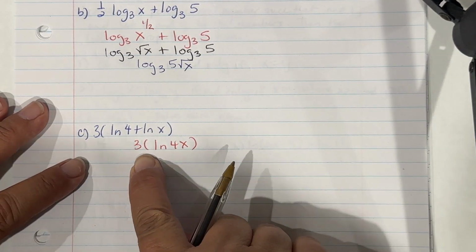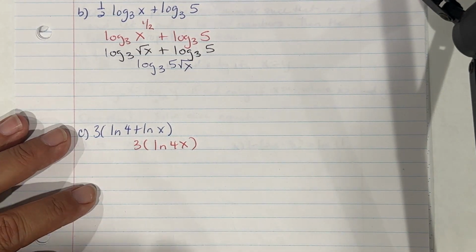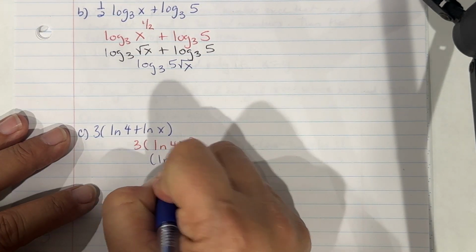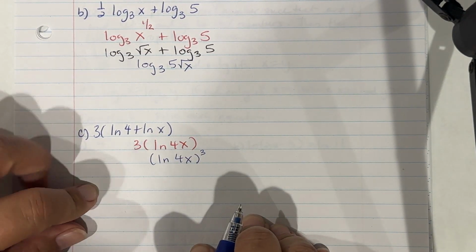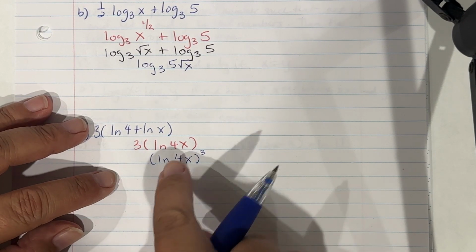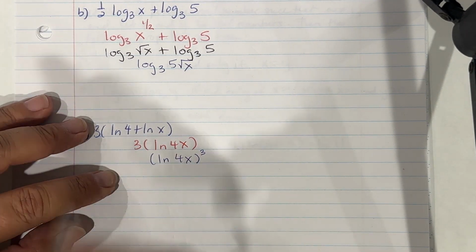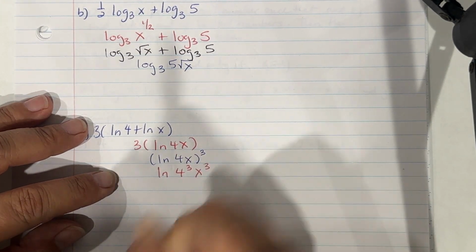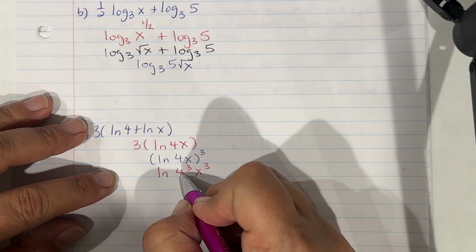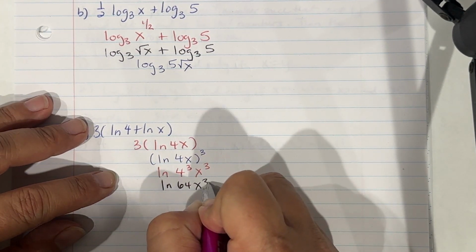Now that exponent is being raised on the outside. So it's going to be the ln of 4x to a power of 3. And the power is being applied to the 4 and the x. So we're seeing ln of 4 to the 3rd power, x to the 3rd power, which 4 times itself 3 times is 64, so ln of 64 x cubed.